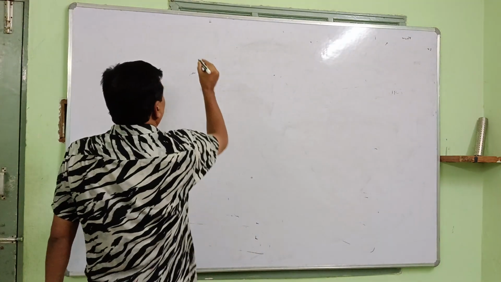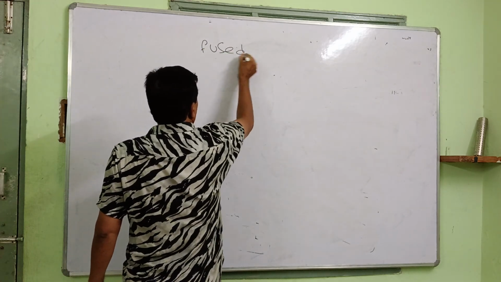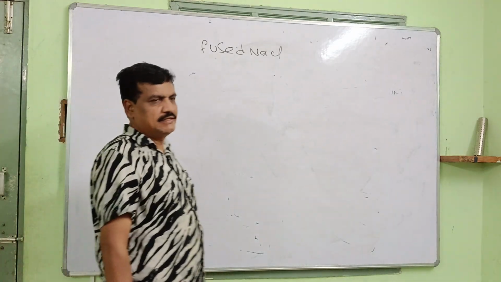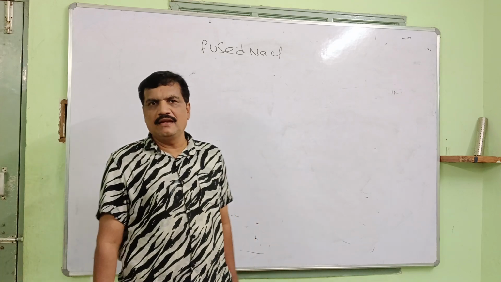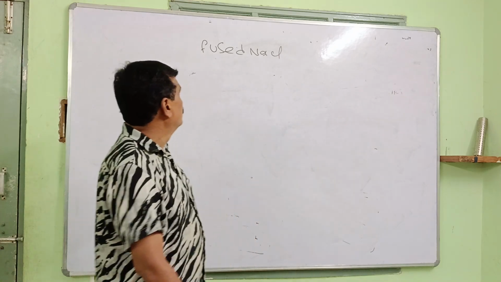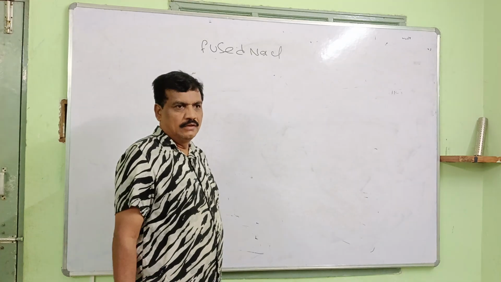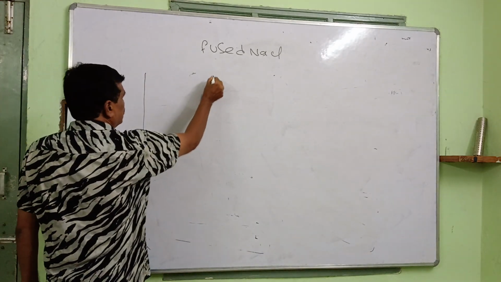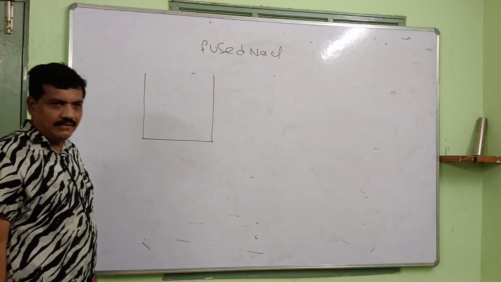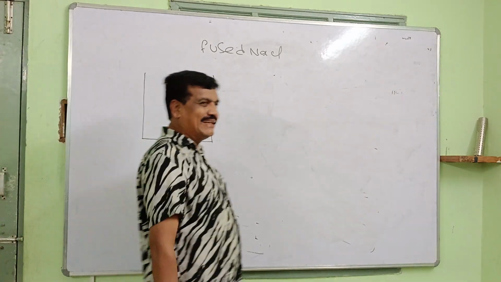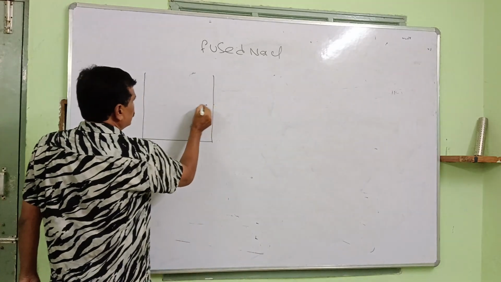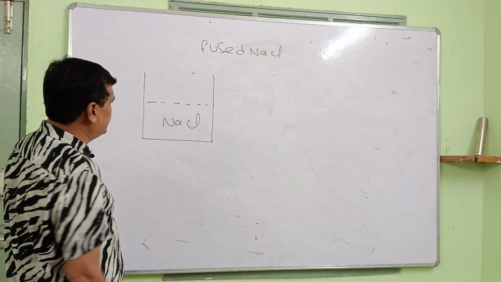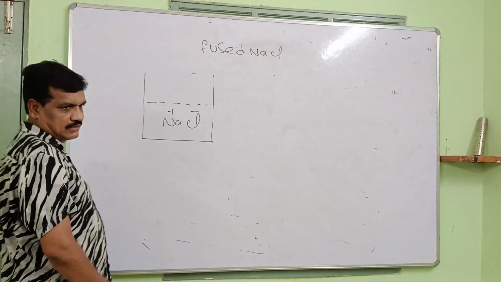I will take fused NaCl. Fused NaCl means the salt is heated until it is molten. That state is called fused or molten NaCl, so there is no water present. In this electrolysis, one electrolytic cell is required, and powdered NaCl is heated until it melts. In the molten state, the particles are Na plus and Cl minus.